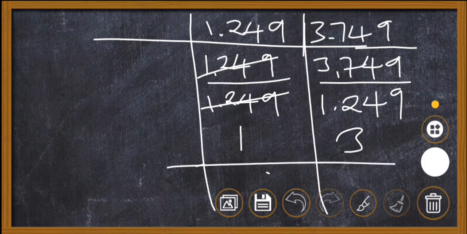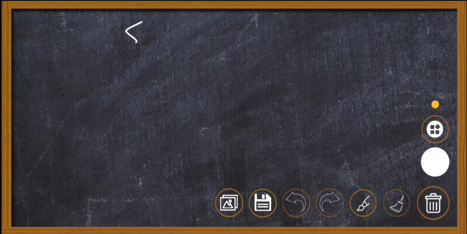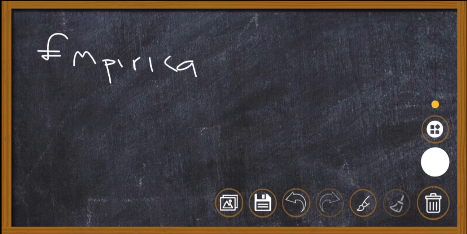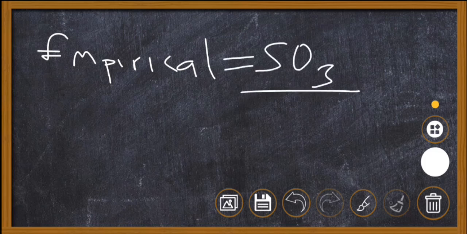So in short, remember, this is sulfur and this is oxygen. So for sulfur it's 1, and for oxygen it's 3. So the empirical formula for this sulfur oxide, of course, is going to be sulfur 1 and oxygen 3. So this is the empirical formula for this compound. This is basically how we go about it.